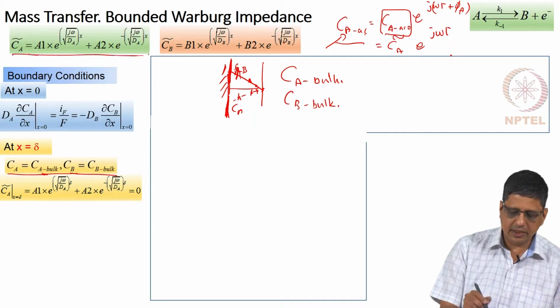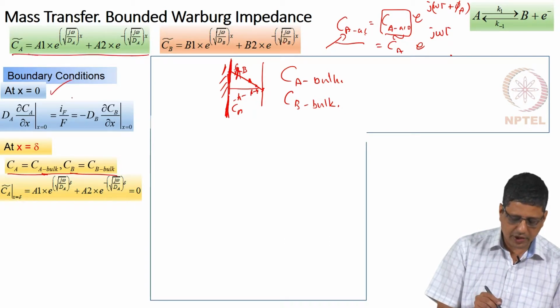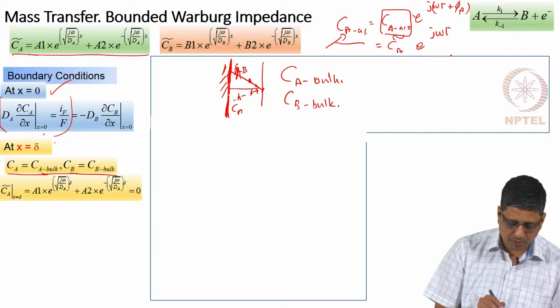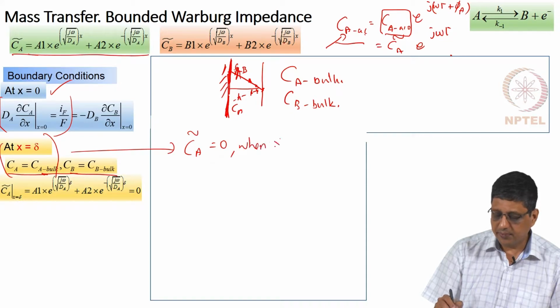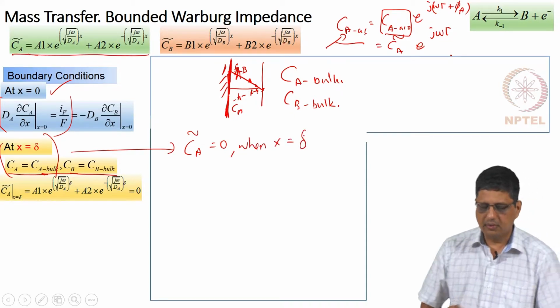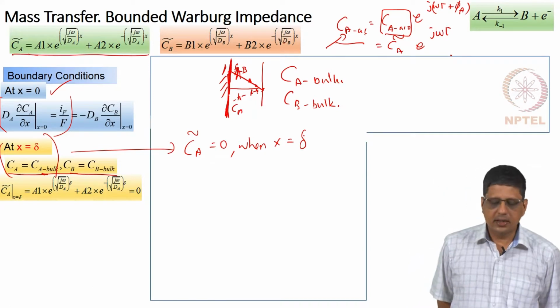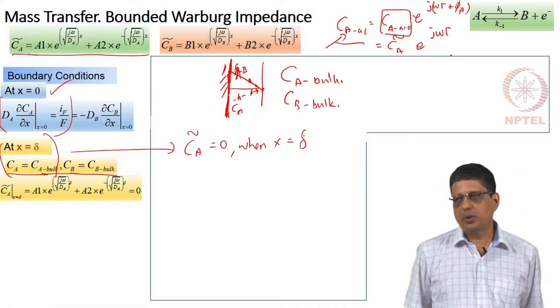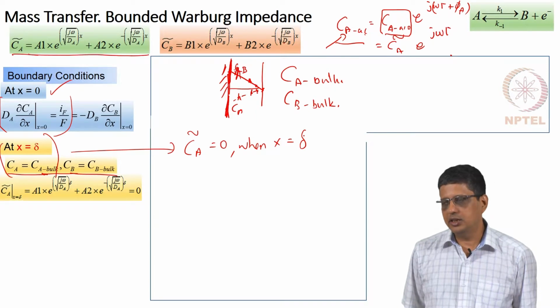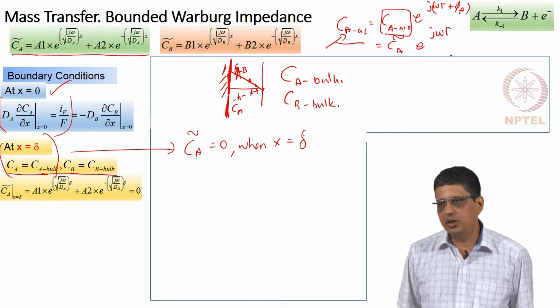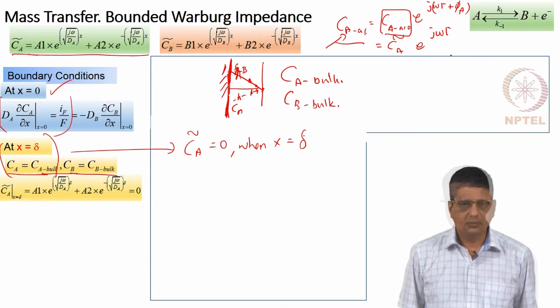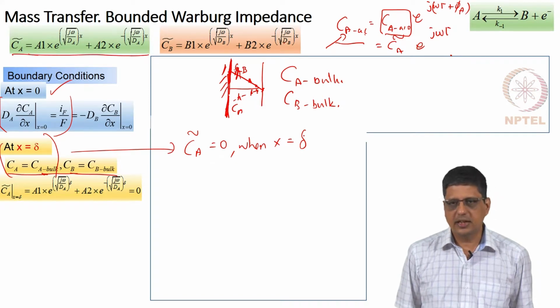So, we take this equation, we take this boundary condition and the second boundary condition, which is written as Ca tilde equal to 0 when x equal to delta, and then use this to find the value of A1 and A2. At x equal to delta, concentration is constant, it is Ca bulk, that means fluctuations are 0, which means the amplitude of the concentration oscillation is 0. It will take you a few minutes, but it is not that difficult.